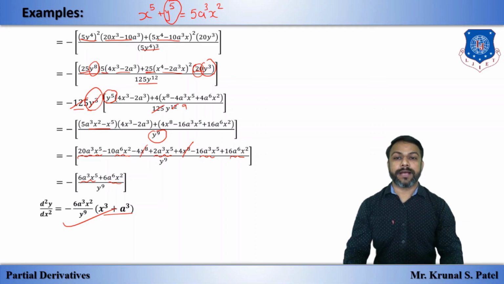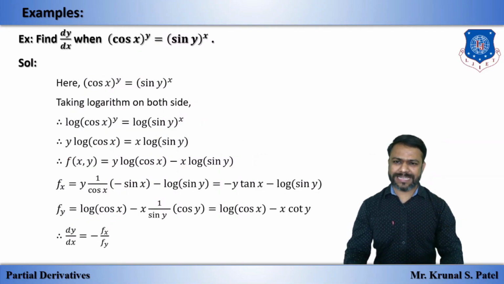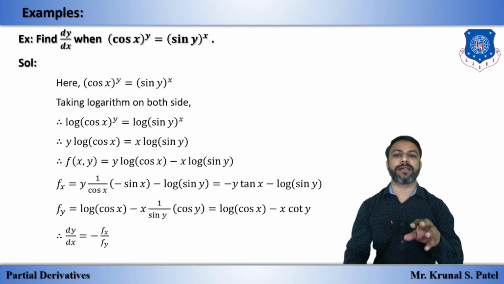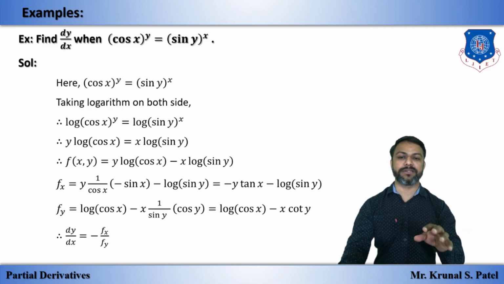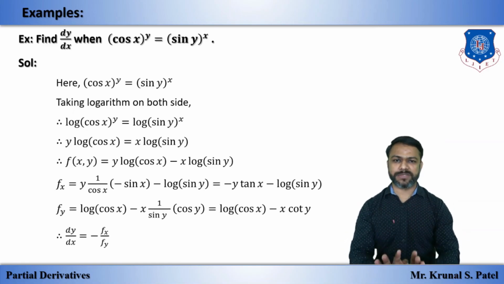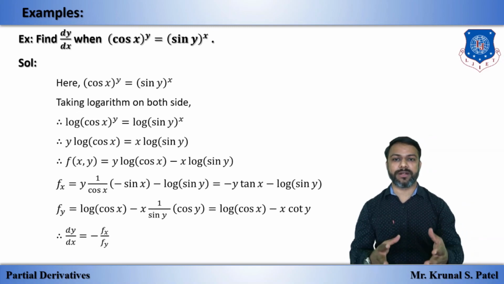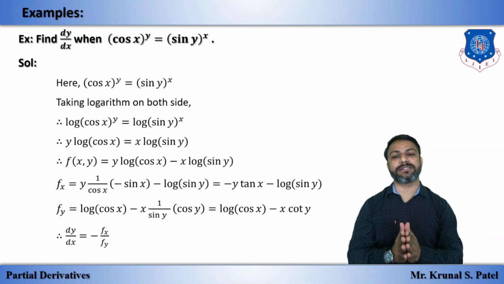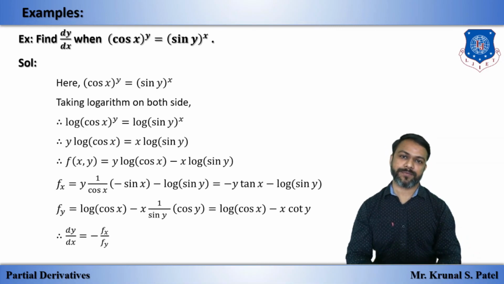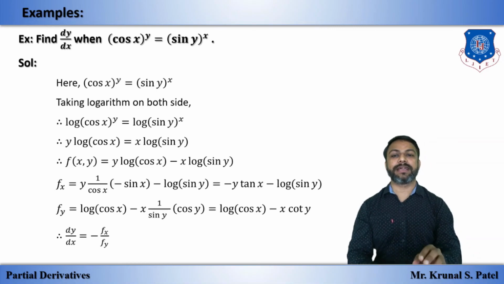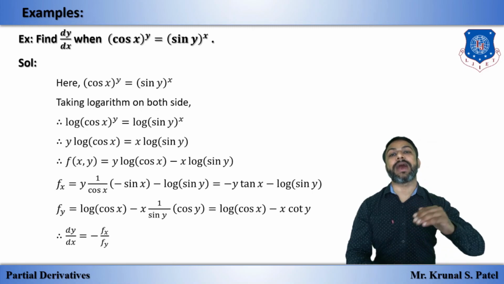Okay, now this is the last example of this topic: find dy by dx when cos x raised to y is equal to sin y whole raised to x. I have given this example just to observe what I have done differently. I have just taken logarithm on both sides. Simple, because there is an x and y in the power.